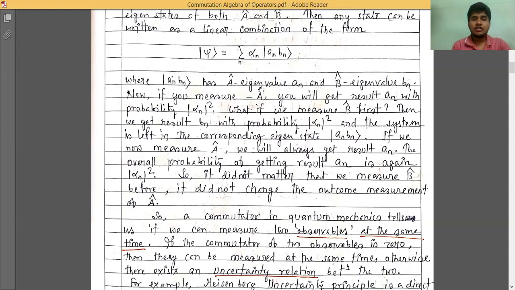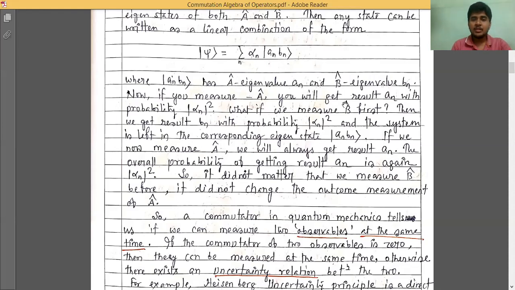Whenever you apply the A operator first, your state remains in the An state. But whenever you apply B first, your state will be left in a state of Bn. But the probability will remain the same. And the system is left in the corresponding eigenstate, that is |An, Bn>, because this is a combined state where An and Bn are the A eigenvalues and B eigenvalues. So after the measurement of B first, your state is left in this same state, having the probability alpha n squared.